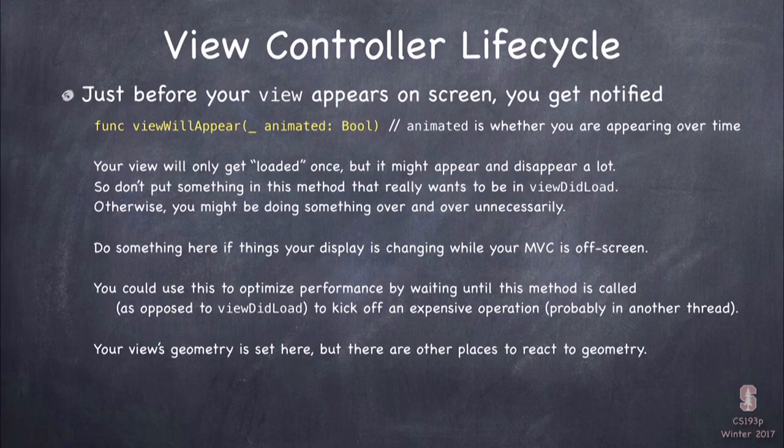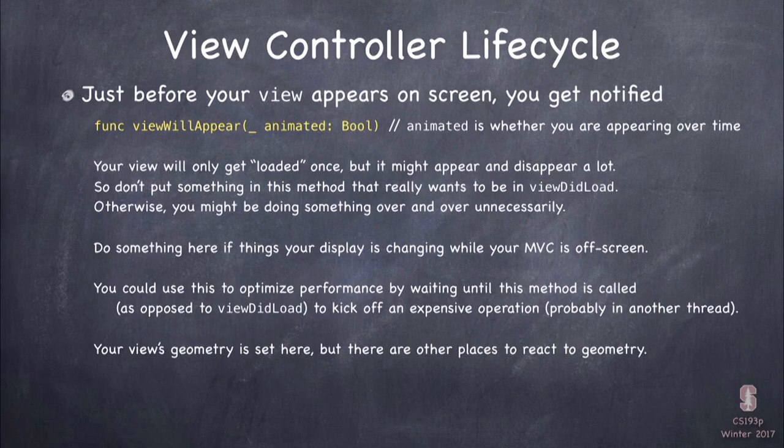Well, one thing is if there's anything that changes in your model when you're not on screen, maybe your model is a network database or something and it's changing off screen, then when view will appear happens, you're going to usually update your UI from your model. So maybe you wouldn't do update UI in view did load, you might do it here. Okay? That's if it could change when it's not on screen. A lot of MVCs, their model only changes when they're on screen, so you wouldn't have to do anything here. But if your model can be changed out from under you while you're off screen, then when you reappear, obviously you want to show the current state of your model. So that's a good one.